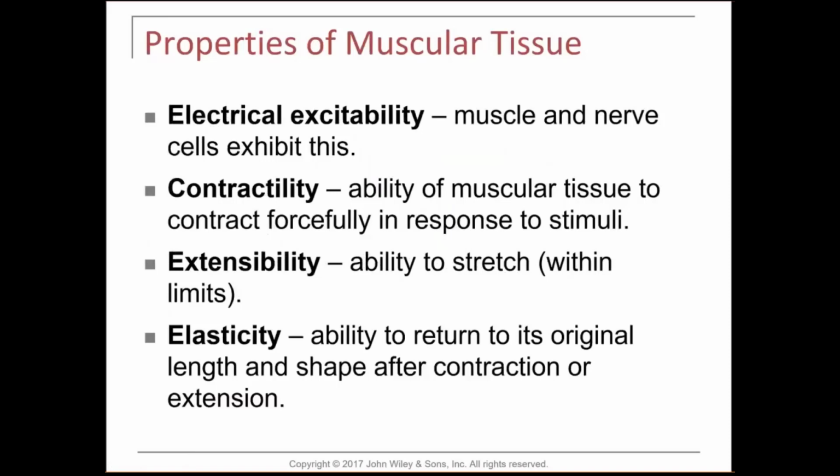So, properties of muscle tissue. When you say properties of muscle tissue, these are shared properties. These are characteristics of muscle tissue, whether you're cardiac, smooth, or skeletal. These are four properties that I need you guys to keep in mind.